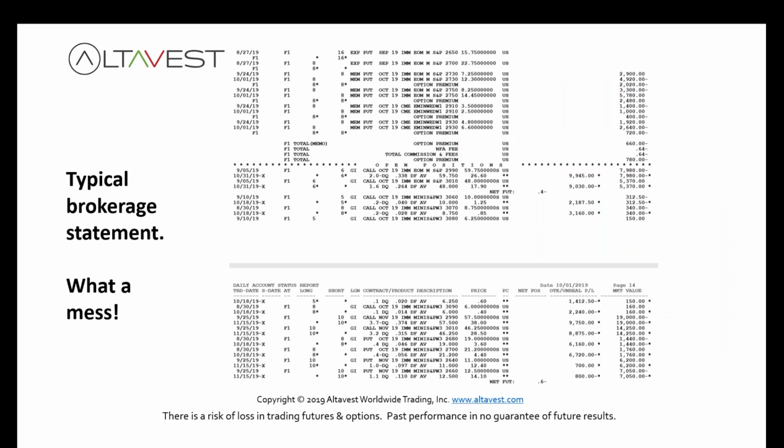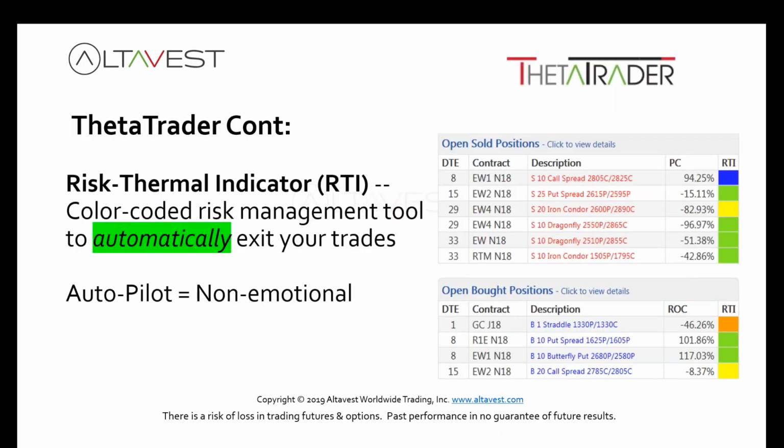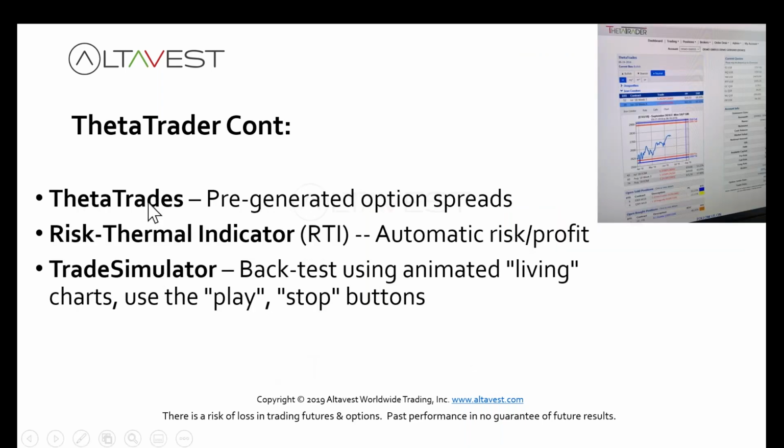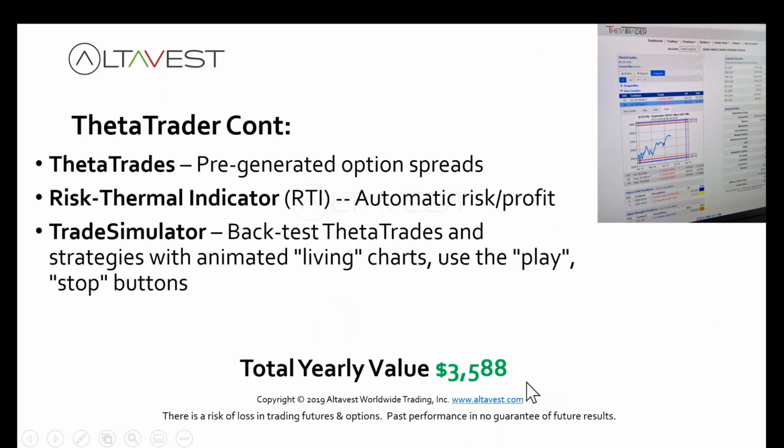So you'll never in a million years be able to figure that out. That's partly why we developed Theta Trader too. So you have the risk thermal indicator, color-coded, automation, everything's on autopilot. It turns blue, you're out. It turns red, you're out. You can do back testing with our trade simulator. You saw several different back tests that we ran through. You can use those buttons down below to go forward and backwards in time. So you have Theta Trader, the RTI, and the trade simulator.